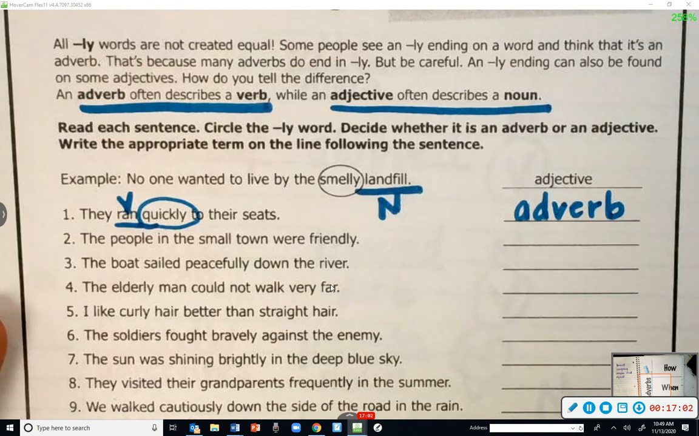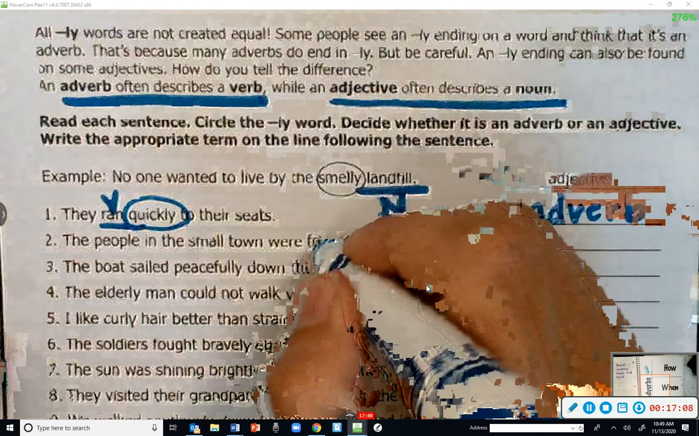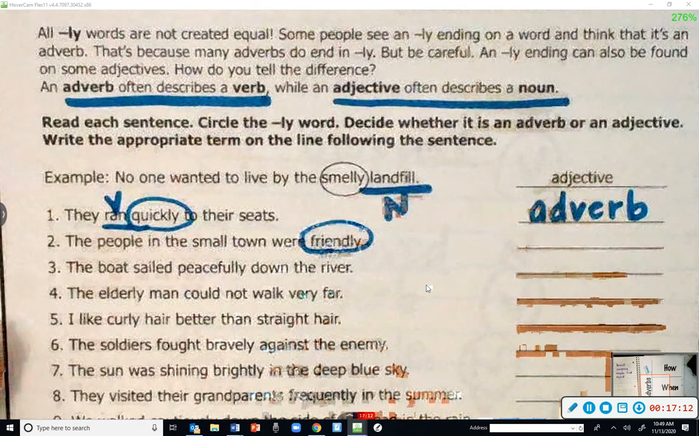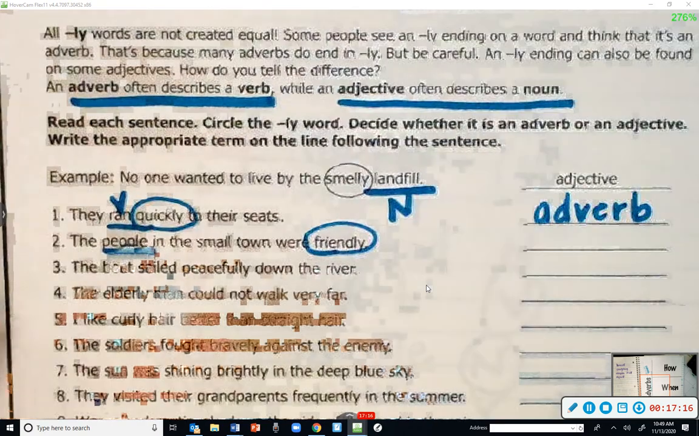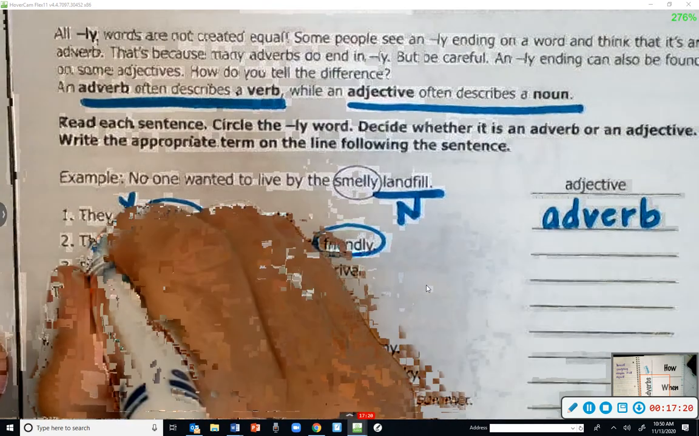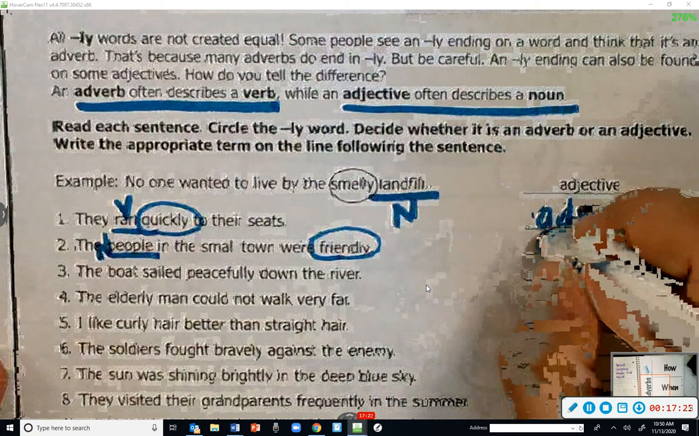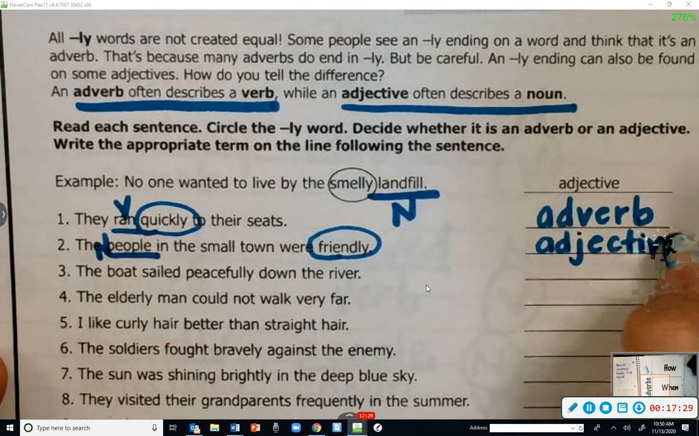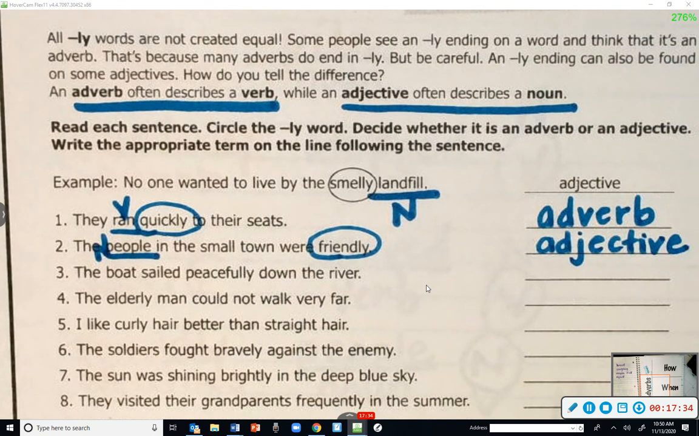Number 2. The people in the small town were friendly. The ly word is friendly. And it's describing what? People. Good. So is people a noun or a verb? A noun. What describes nouns? Adjective. Okay, number 3.